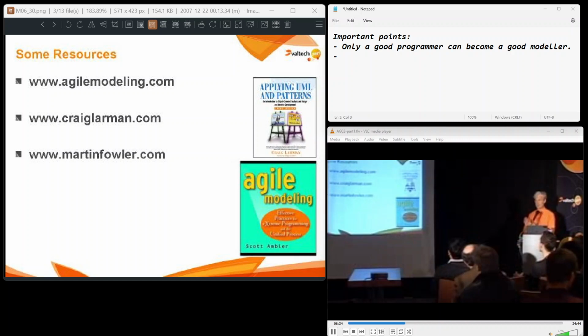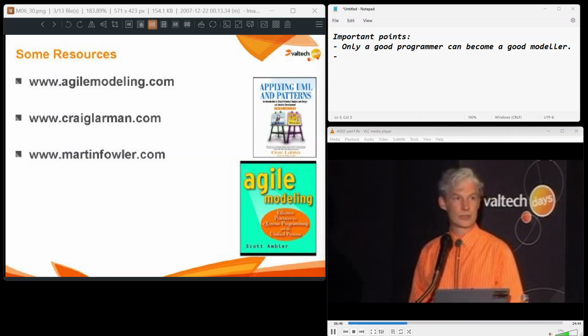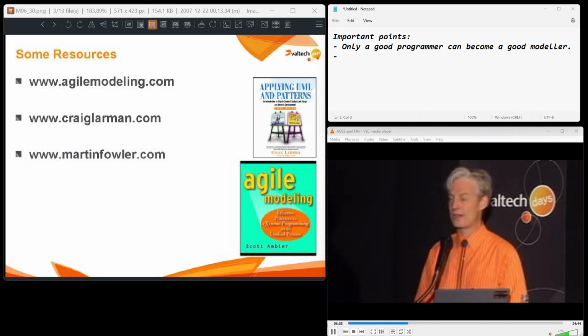Some resources. There's the website Agile Modeling, managed by Scott Ambler, who is actually a fellow Canadian who lives not too far away from where I live in the countryside of Ontario. My website has some materials, and Martin Fowler, another expert in modeling, also has some resources.